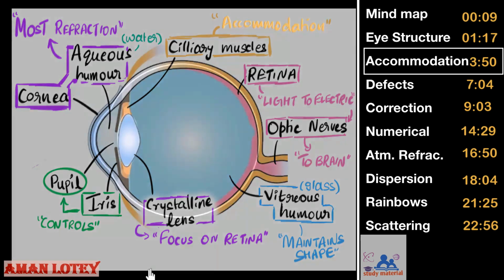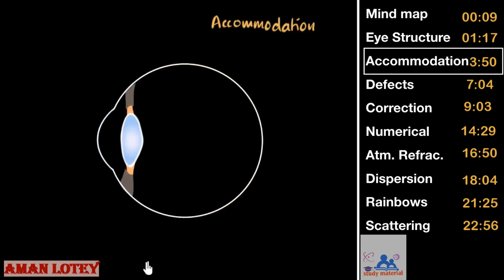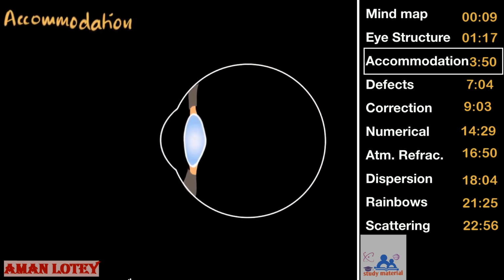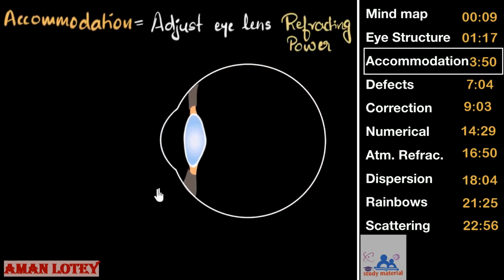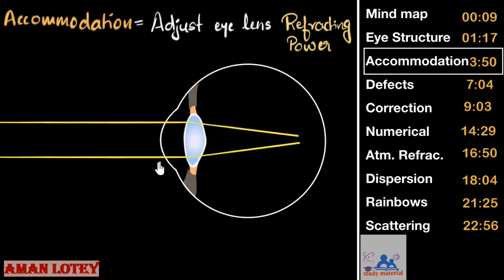So let's clear all those things out and keep the important ones. So what exactly is accommodation? Accommodation is the eye's ability to adjust the eye lens refracting power. Okay, what does that mean? Imagine you're looking at something far away. Then the rays of light will be parallel.